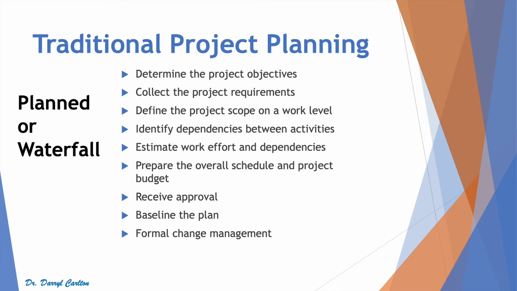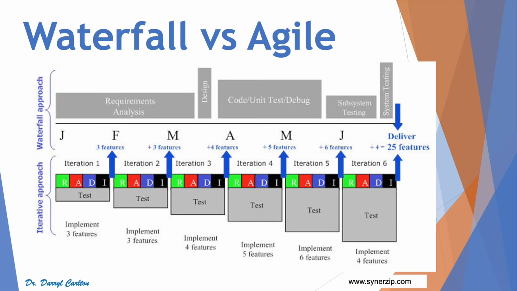You need to determine the project objectives, collect the project requirements, define the scope, identify dependencies between activities, estimate the work effort, prepare the schedule and project budget, get approval, baseline the plan, and have a formal change management process. The difference between waterfall and agile, or an iterative approach, is explained here.